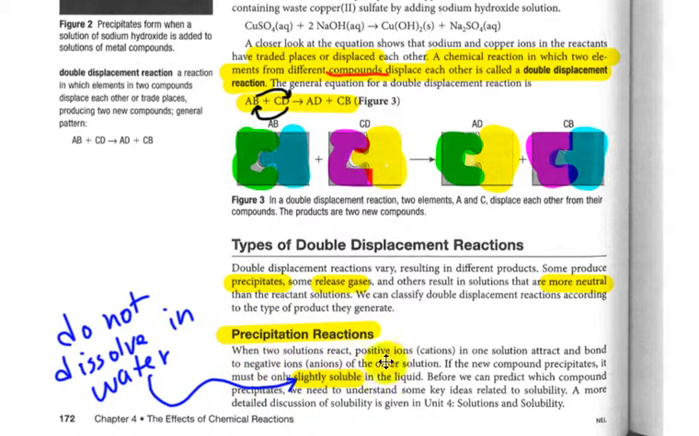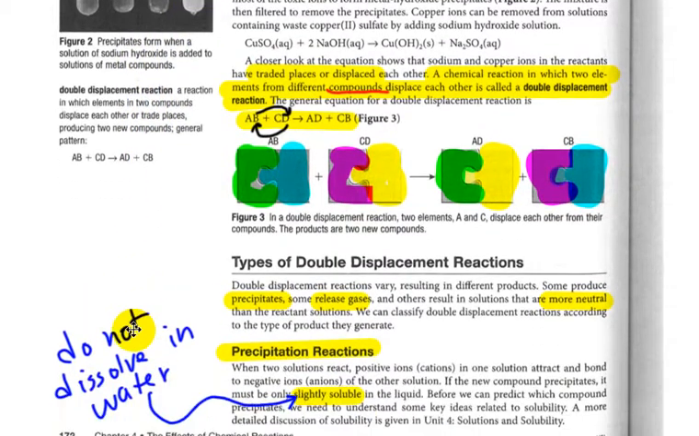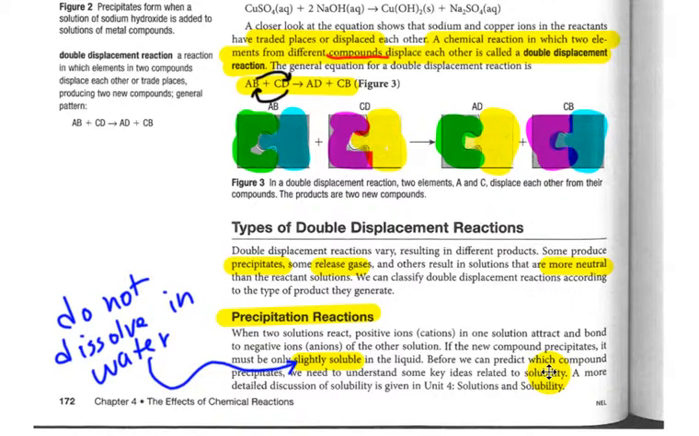Okay, so when two solutions react, positive ions, or cations as they're referred to, in one solution attract and bond to negative ions, or anions, of the other solution. If the new compound precipitates, it must be only slightly soluble. In other words, only slightly able to dissolve in water. So we could say slightly soluble, for all intents and purposes, it doesn't dissolve, it forms a solid, a precipitate. Before we can predict which compound precipitates, we need to understand some key ideas related to solubility.